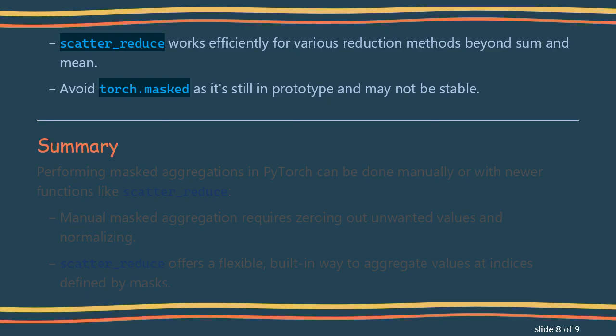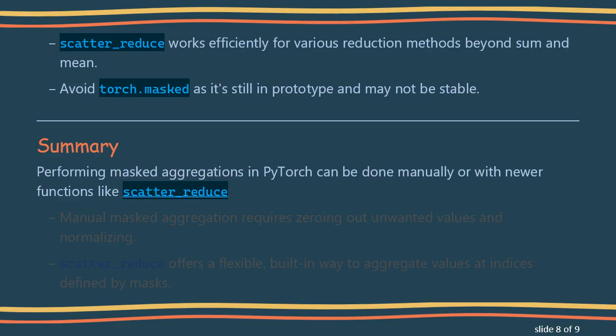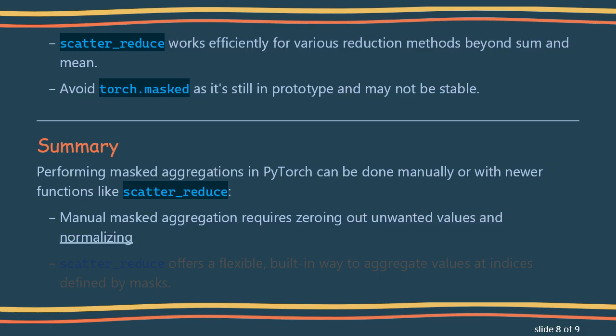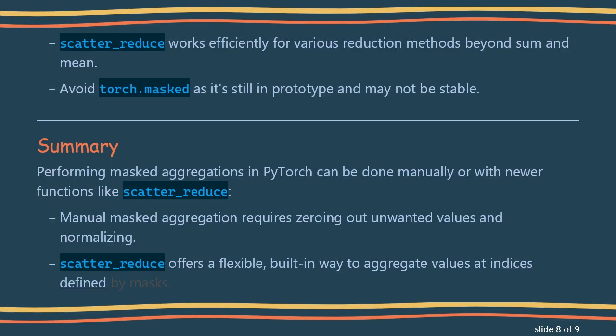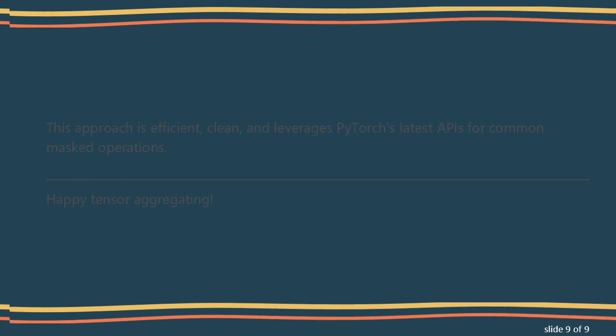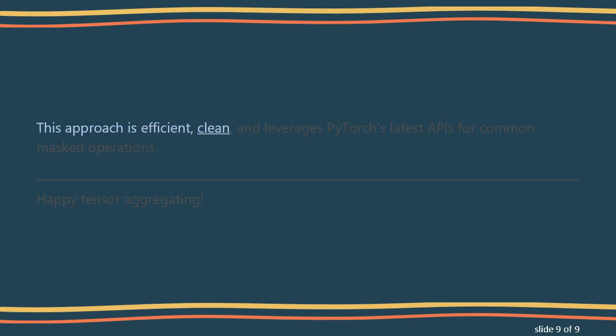Summary. Performing masked aggregations in PyTorch can be done manually or with newer functions like scatter_reduce. Manual masked aggregation requires zeroing out unwanted values and normalizing. scatter_reduce offers a flexible, built-in way to aggregate values at indices defined by masks. This approach is efficient, clean, and leverages PyTorch's latest APIs for common masked operations.